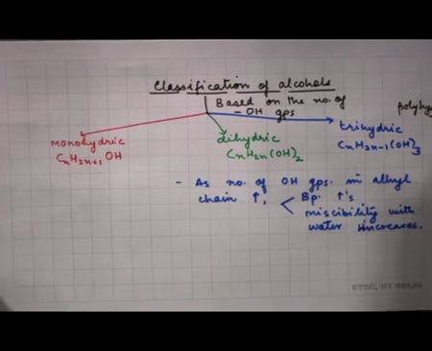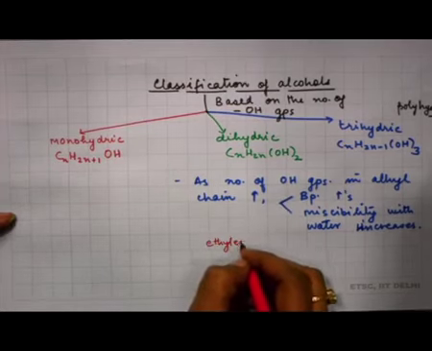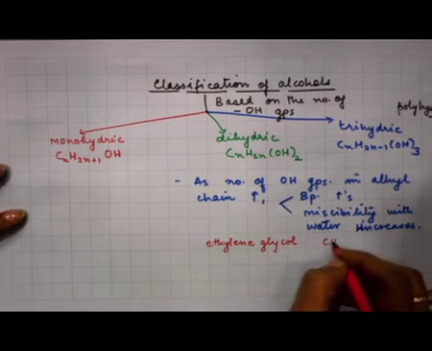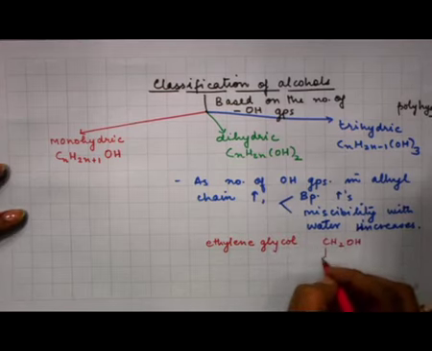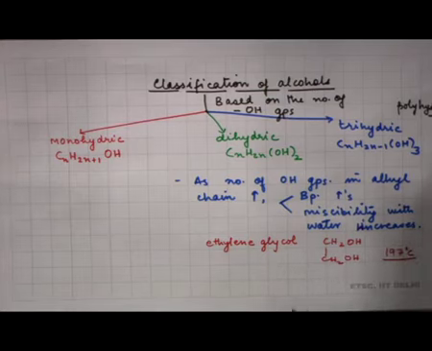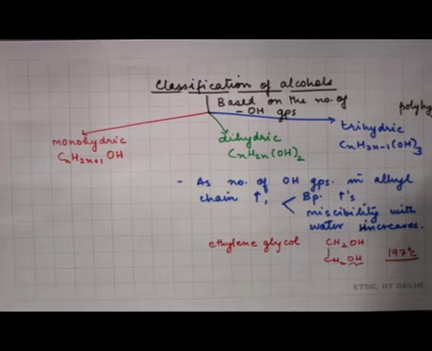A typical example would be that of ethylene glycol, which is a dihydric alcohol. It is a 2 carbon dihydric alcohol. It boils at 197 degrees centigrade. So, if we compare it to ethanol, there is a substantial increase in the boiling point of this molecule by virtue of an additional hydroxyl group.